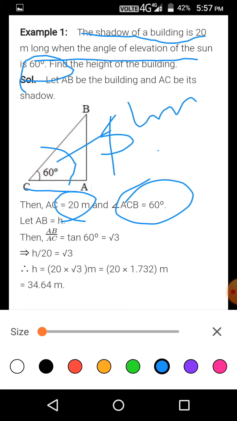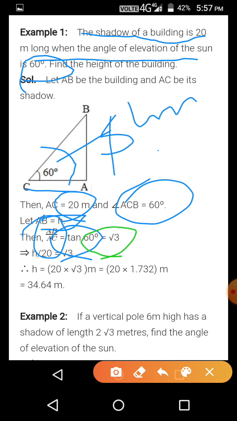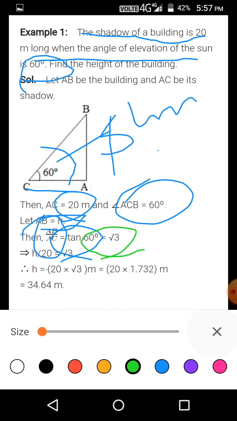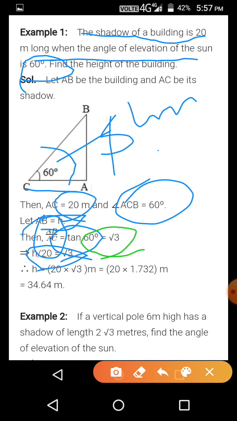Let AB be H. He has written AB upon AC is equal to tan of 60 degrees. And what is tan 60? Tan 60 is root 3 from the trigonometric table. So we get H upon 20 is equal to root 3, and then H is equal to 20 into root 3, which becomes 20 into 1.732, the value of root 3, and this is equal to 34.64 meters. So this is how you solve a very simple question in trigonometry.